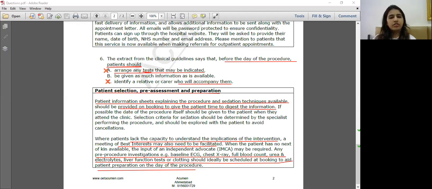And then you have other instructions as well, right? The possible date of the procedure itself should be given to the patient when they attend the clinic. And then again, it is also talking about the selection criteria, basically because this is about three things. It is patient selection, pre-assessment, and preparation. All three things are there. These detailed questions are different. You're not looking for a summary of the whole paragraph. Okay? You're looking for a specific detail, and you will need to compare all three answer choices with the specific portion of the detail that you are reading.